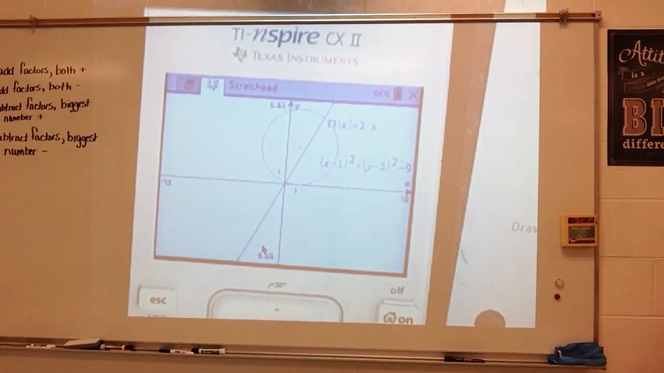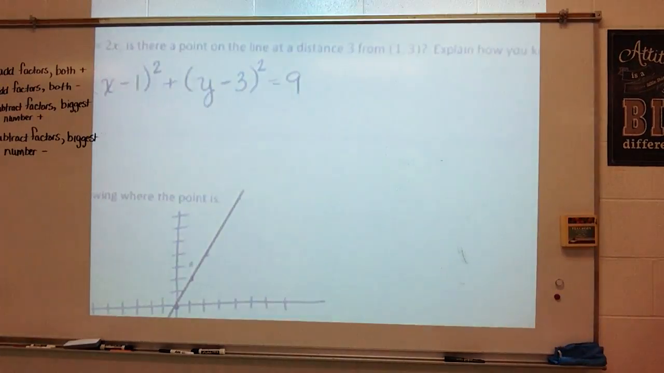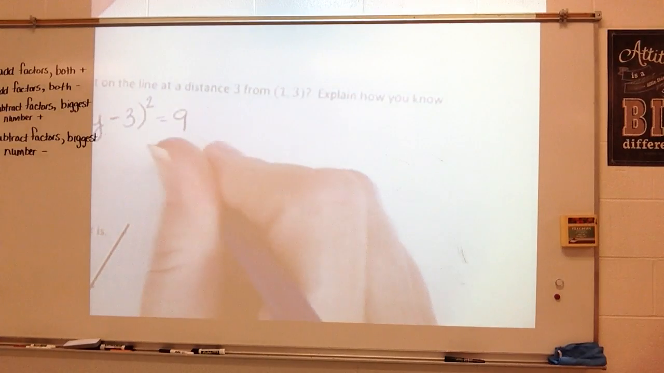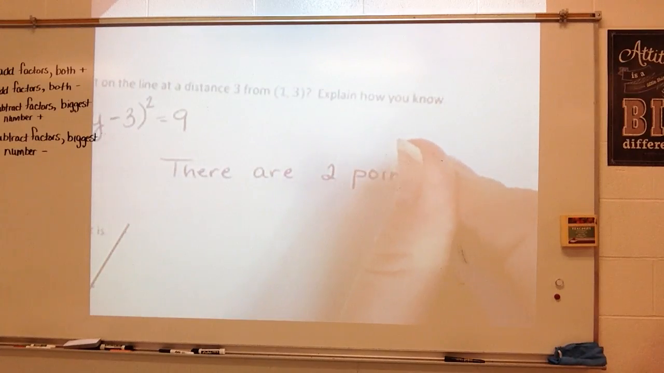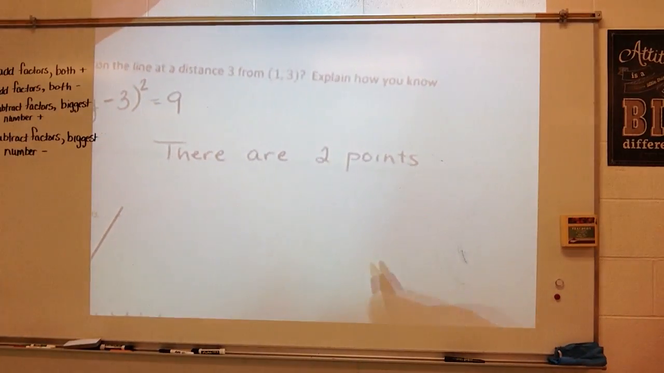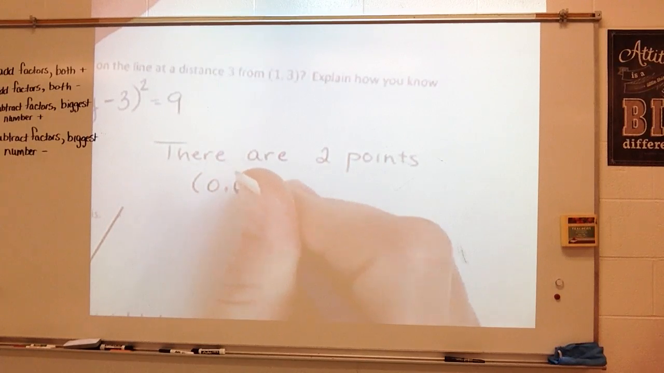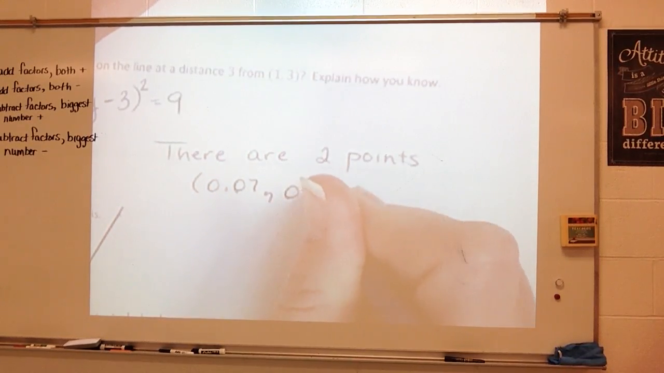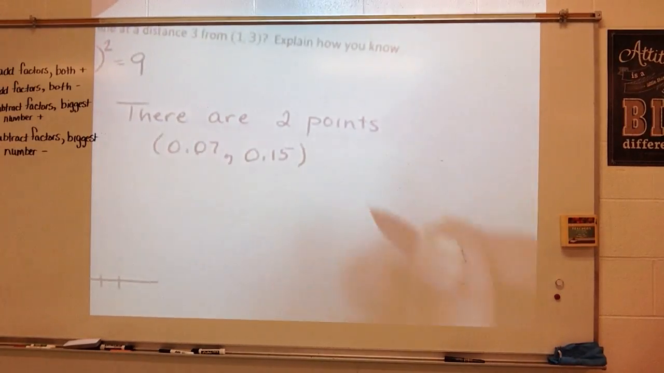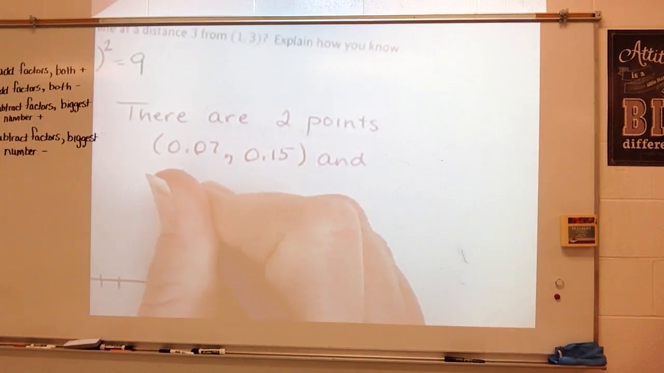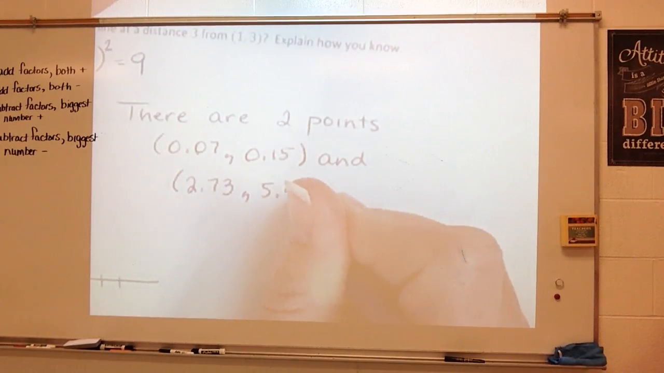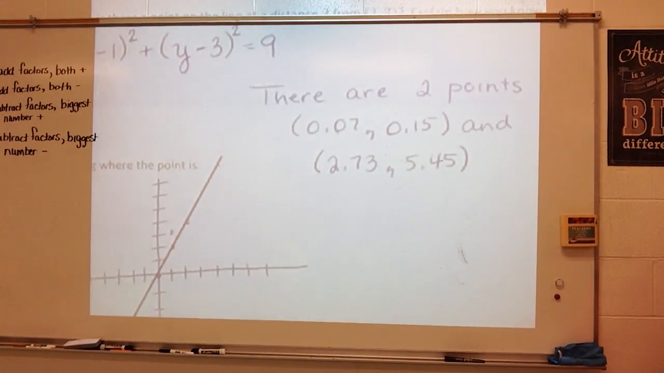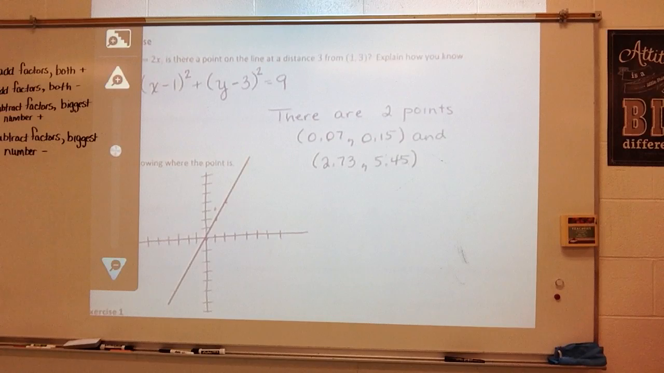So therefore, I would be able to see that there are 2 points, and those 2 points are roughly (0.07, 0.15) and (2.73, 5.45). Alright? So I would see that that is roughly where it would be.